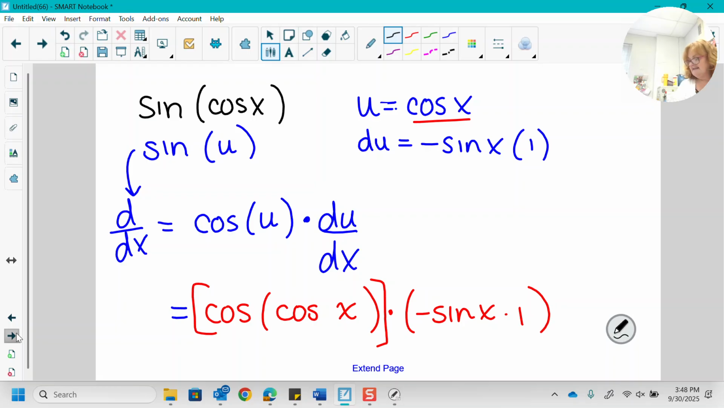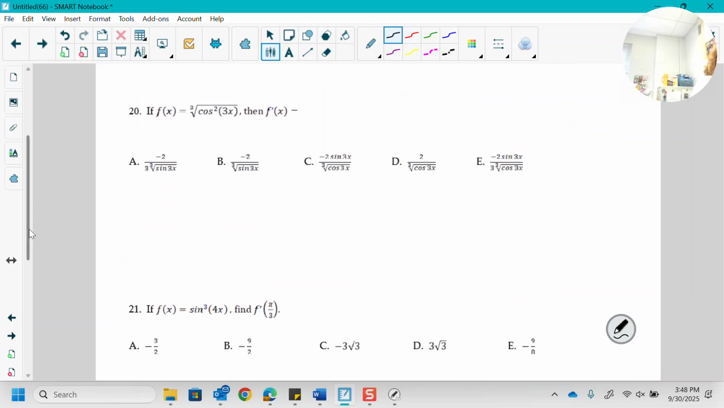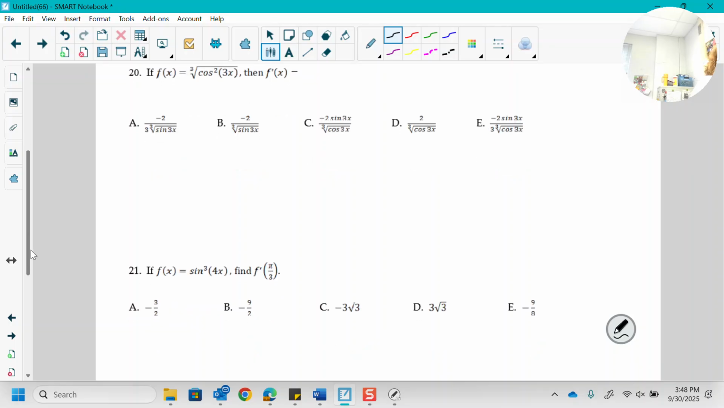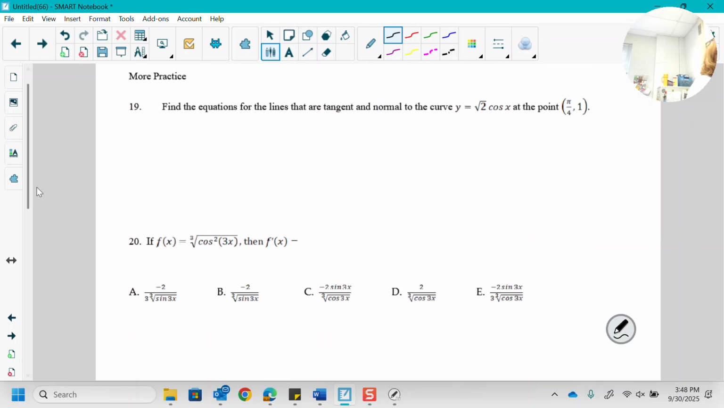All right, so like I said, if you go through the rest of the problems on this page, you should be able to go in and check some answers. Number 20 and number 21. Number 20 is just write a derivative. Number 21 is find the derivative value at pi over 3. So nothing super special about these.